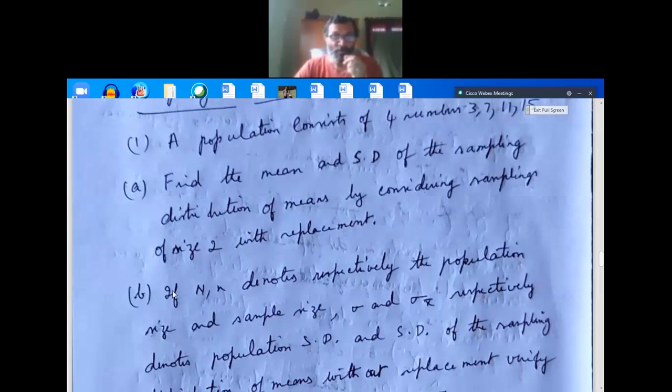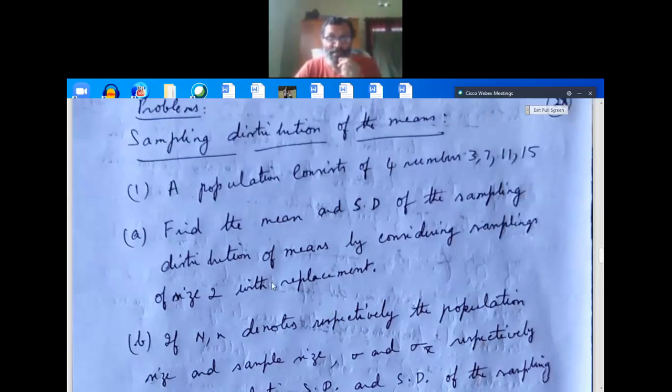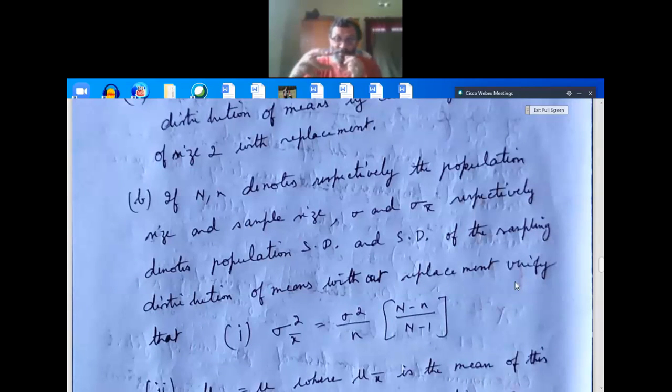Second part of the question, that is 1b. If capital N, small letter n denote respectively the population size and sample size, sigma and sigma x bar respectively denote the population standard deviation and the standard deviation of the sampling distribution of means without replacement. See, here with replacement, this is without replacement. You know what is replacement and what is without replacement. Replacement means the variables are added again and again. Without replacement, once they are removed, they are not considered for calculation. So verify that one.